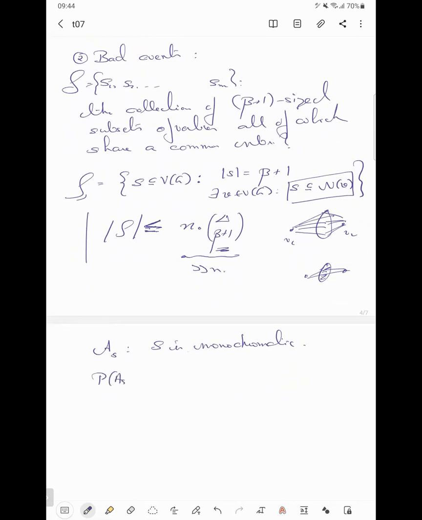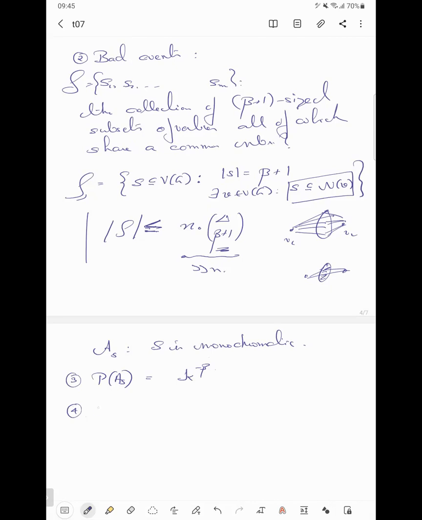So the bad event is that one of these is monochromatic. Hence, Abraham, probability of AS would be again 1 by k to the power beta plus 1 times k. So this is the easy part, right? Abraham, you are in agreement with me, right? Yes, sir. Okay.